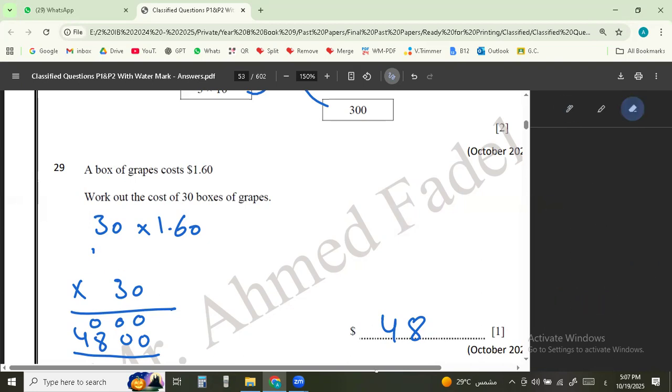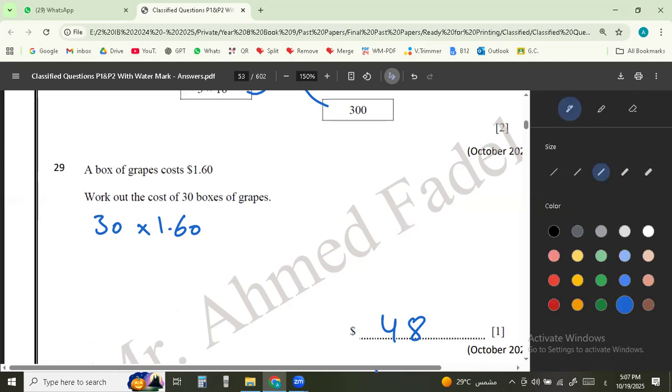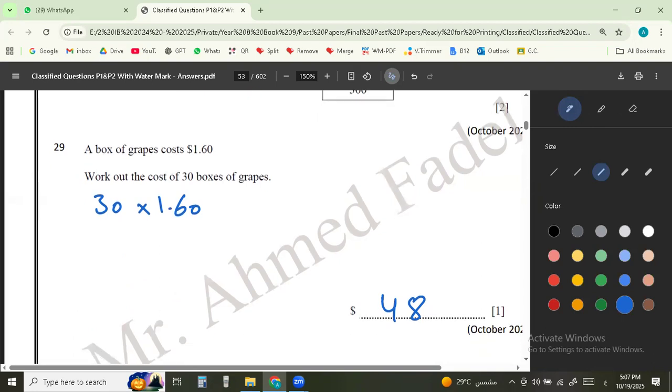Okay. Let me also erase this. So 30 multiplied by 160 is 4,800, but I got 2 decimal places. So it is 48.00, which is just 48.